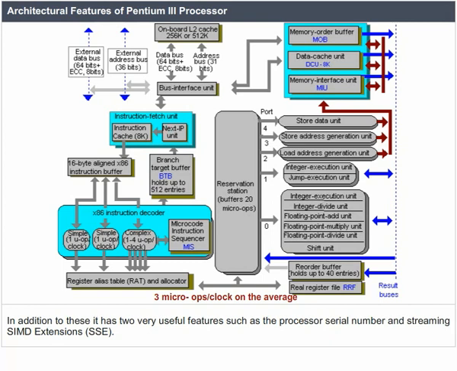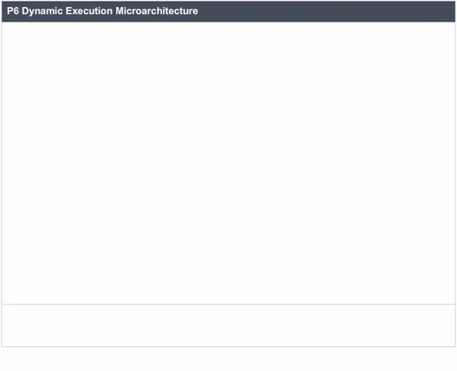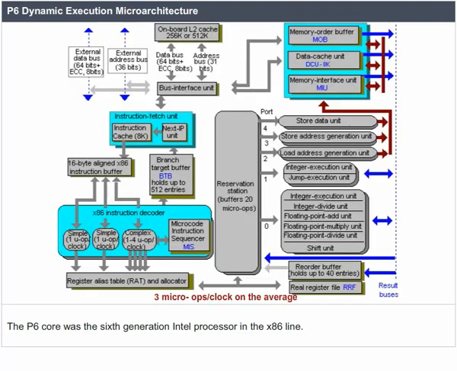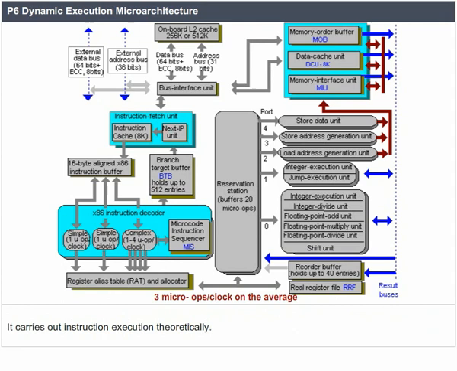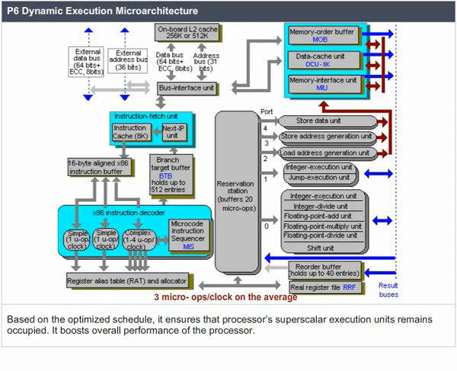P6 dynamic execution microarchitecture. The P6 core was a 6th generation Intel processor in the x86 line. The technique of tentative execution and out-of-order completion is called dynamic execution by Intel. It forecasts program implementation through multiple branches, accelerating the flow of work to the processor. It generates an optimized, restructured schedule of instructions by analyzing data dependencies between instructions. It carries out instruction execution theoretically. Based on the optimized schedule, it ensures that the processor's superscalar execution unit remains occupied. It boosts overall performance of the processor.